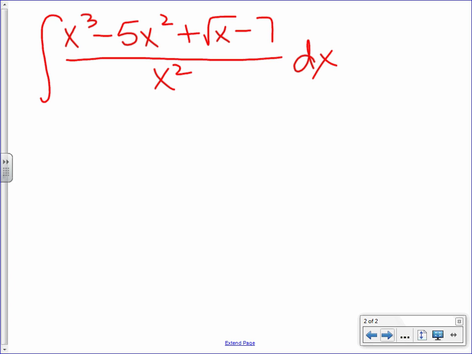Is that minus 7? Yes. Okay, Carter, what did you say? We need to do what? Just rewrite the square root of x as x to the 1/2. Okay, x to the 1/2, that would be helpful. What else is going to be helpful? Okay, x cubed over x squared minus 5 plus x to the 1/2 over x squared.